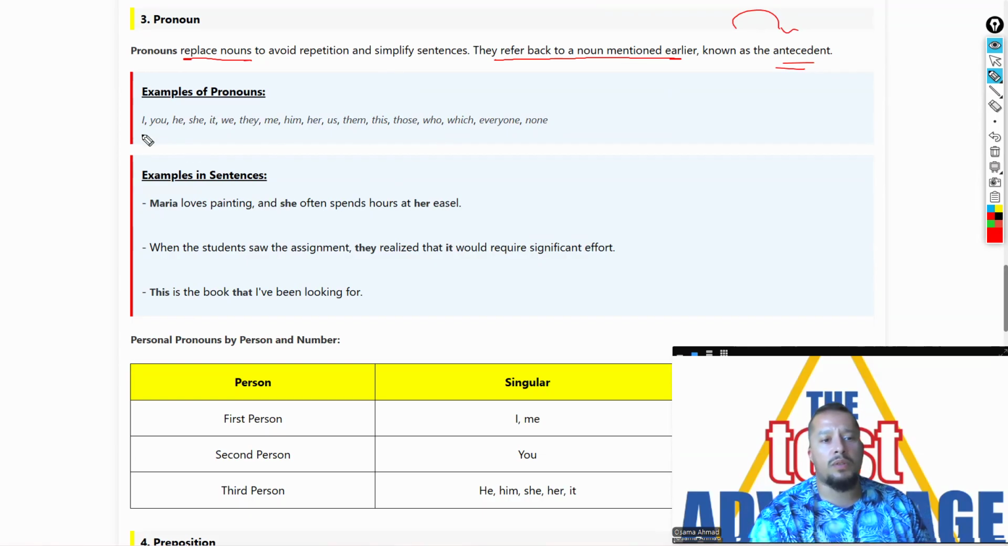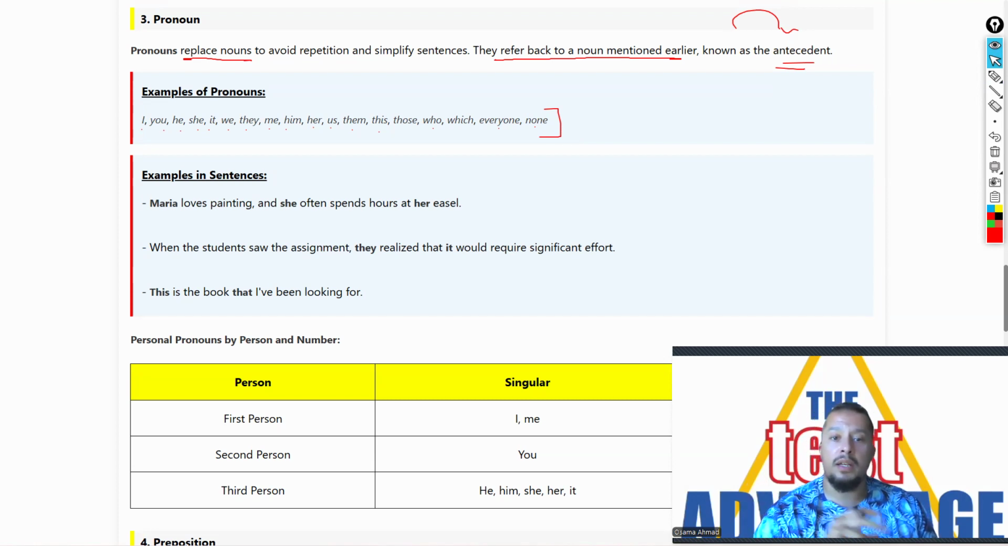For example pronouns. I, you, he, she, it, we, they, me, him, her, us, them, this, those, who, which, everyone, none. وفي واحد في برضه list أكبر من ده. هتلاقي بتاع 40 واحد. Yes, we do need to know our pronouns. عشان pronoun بياخد مكان الnoun. ولازم أعرف وأفهم بنتكلم عن إيه في الأكشوال جملة.